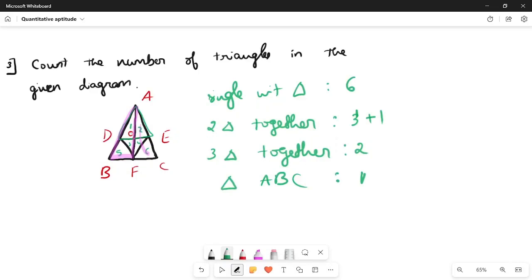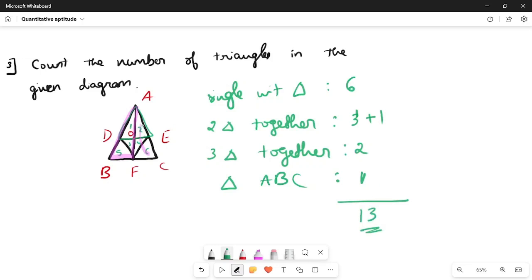So here, when I consider two triangles together, 1, 2, then 1, 3, 2, then 3, 4 together, we will get 3 triangles, and then last 4, 2 together, so that it is 3 plus 1. So the total number of triangles will be 13. At that time I didn't count this 2, 4.